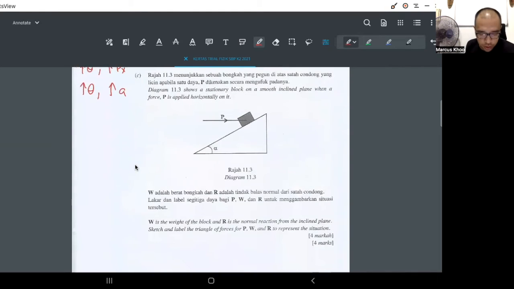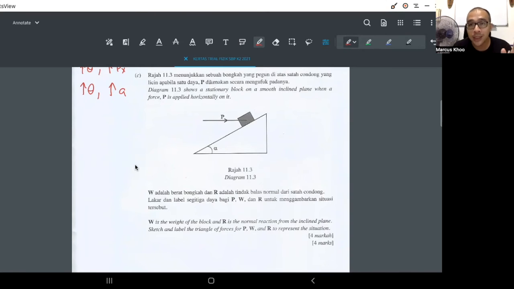Diagram 11.3 shows a stationary block on a smooth inclined plane when force P is applied horizontally to it. W is the weight of the block and R is the normal reaction from the inclined plane. Sketch and label the triangle of forces P, W, and R to represent the situation. Now, this is a very interesting question because it is 4 marks for one sketch. No explanation at all. It's just a sketch and label. Tapi, kau kena tahu apa yang kau kena lukis.